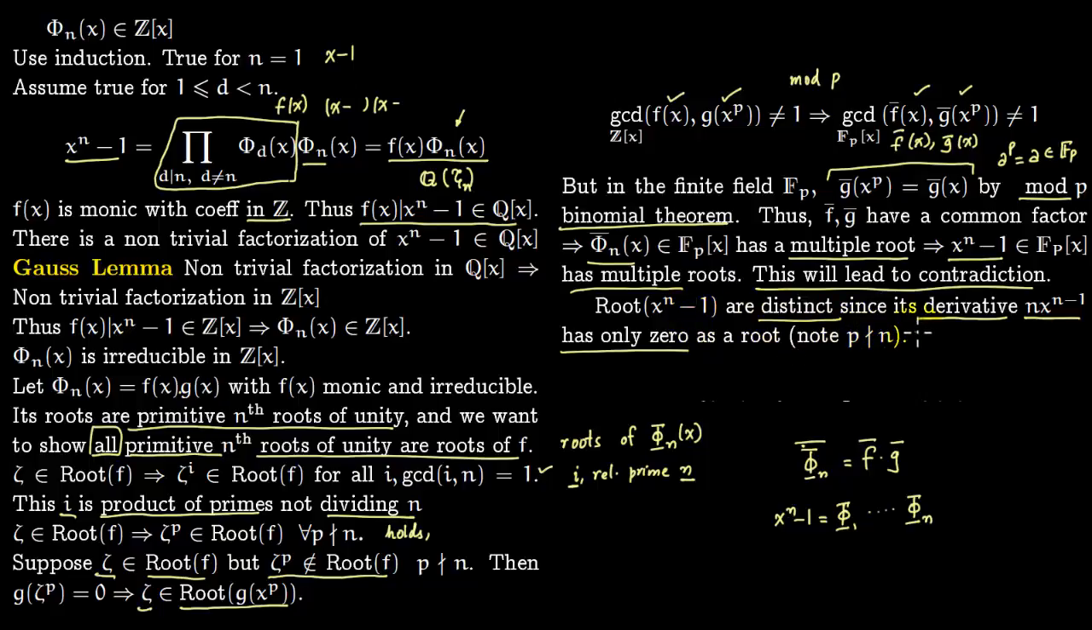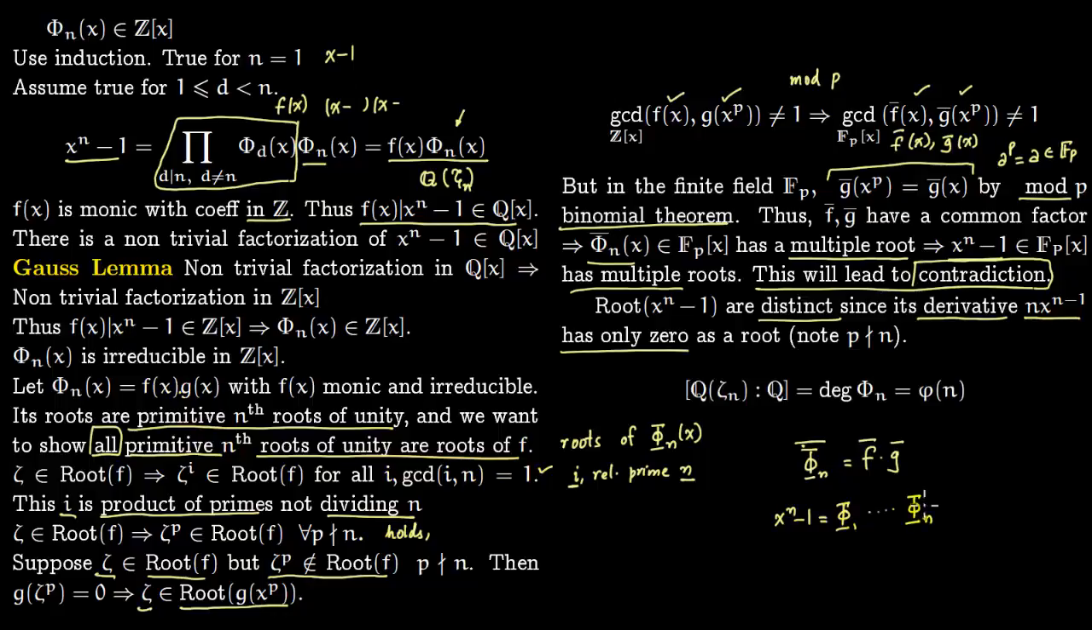So we have been able to reach a contradiction right here, and this contradiction means that our statement to start with was wrong, that zeta is a root of f, but zeta to the power of p is not a root of f. So if zeta is a root of f, this implies zeta^p is also a root of f for all p which do not divide n. So if you have all these p which do not divide n, that means that you can have zeta^i also a root of f for all i such that the greatest common divisor of i and n is 1.